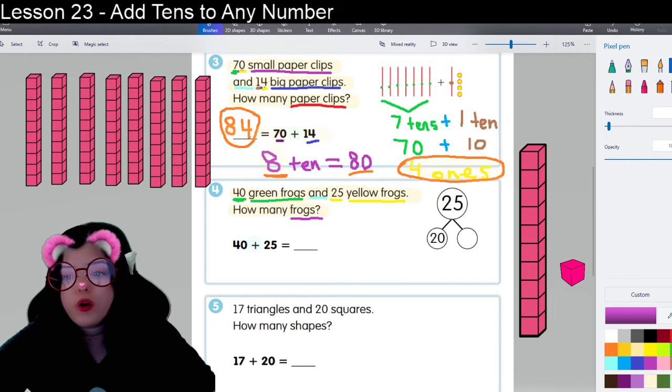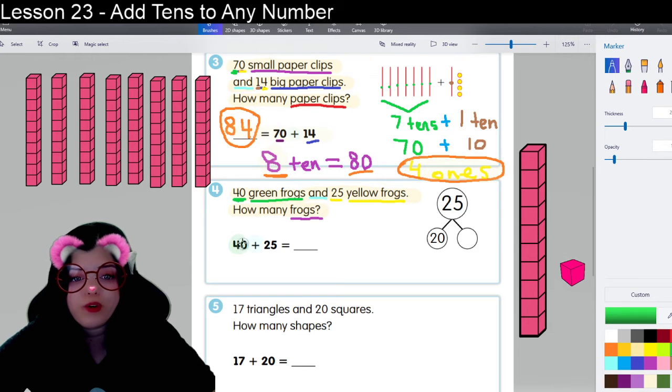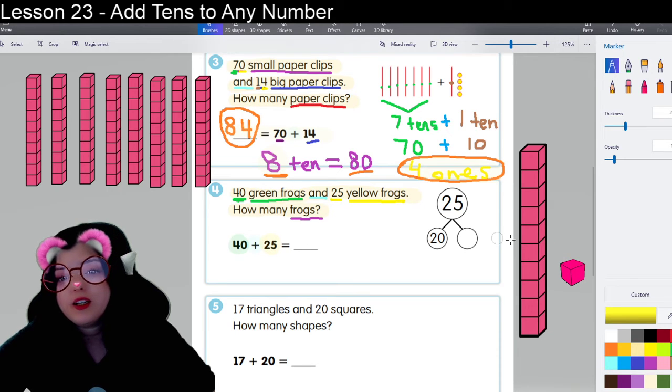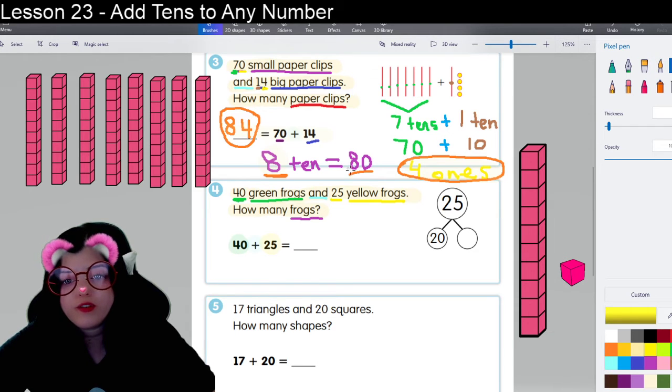So we know one of those parts is 40. It says 40 green frogs. So they wrote 40. And so they had Gus the Plus 25 yellow frogs. 25 is our second part. To look at this, we want to first add our tens together. Let's add our tens together first.